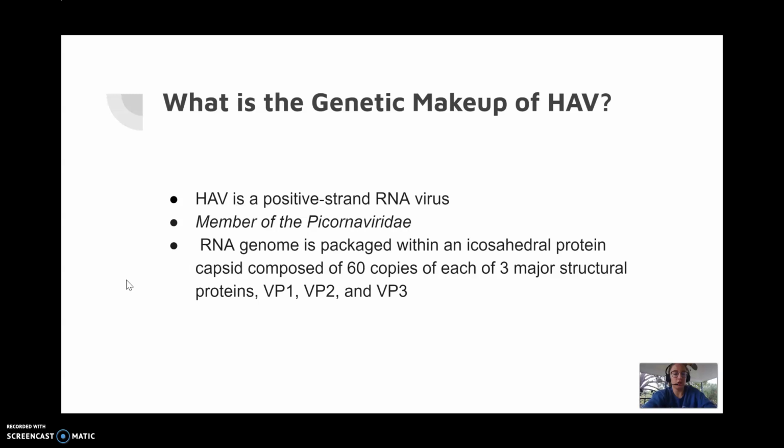Next, what is the genetic makeup of HAV? HAV is a positive strand RNA virus. It's a member of the Picornaviridae family. Sorry if I said that wrong. And the RNA genome that is inside the HAV virus is packed with an icosahedral protein capsid composed of 60 copies of each of the three major structural proteins, VP1, VP2, and VP3.